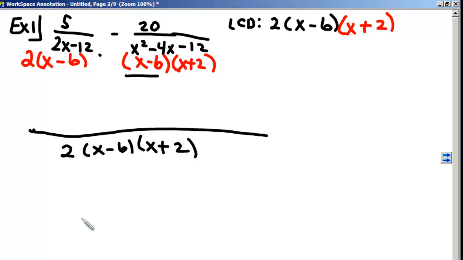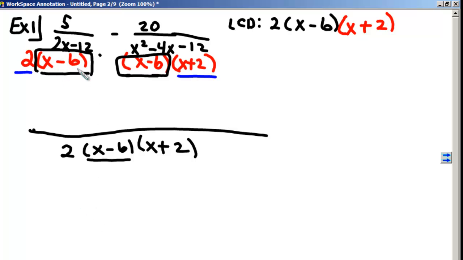Another way to look at it is to take both denominators and look at them together. What is in common with both? The x minus 6. We write that down. What is left, the 2 and the x plus 2, we have to also use those, so we multiply by those things. Now we take our denominators and we look at them.